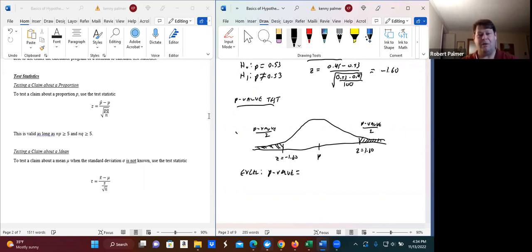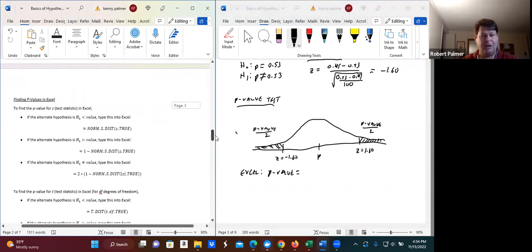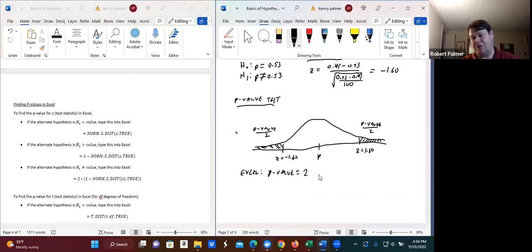Okay, let's go back over here and see how to do that. A little bit more involved this time, but let's talk about it. We're going to plug in: this is equal to 2 times, then in parentheses, 1 minus that same function again, norm.s.dist. Notice it also says here, this is the absolute value of your test statistic, so I'll use the positive value, 1.60, and then true for the last part. Also make sure you close the parentheses.